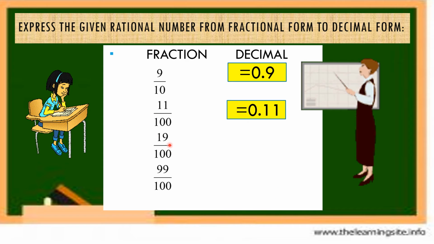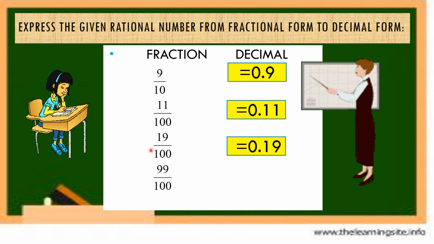We are in number 3, 19/100. Again, we have two zeros in our denominator, moving the decimal point two places to the left. So what is the answer? The answer is 0.19, or 19 hundredths. We have 99/100. What is our result? The result is 0.99, or 99 hundredths.